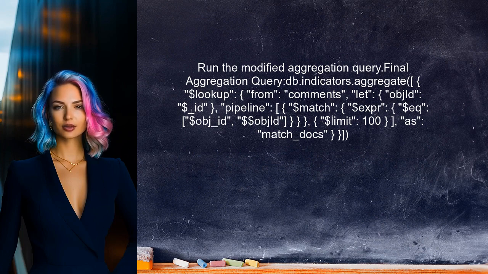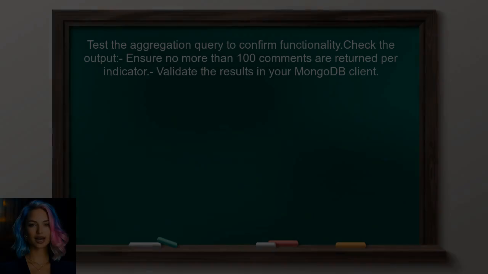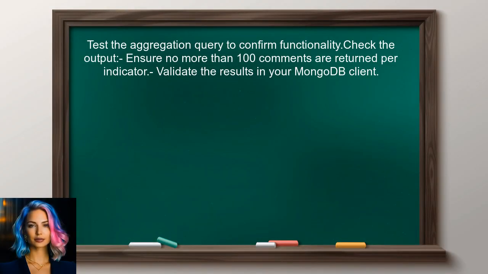This will now return the indicators along with a maximum of 100 comments for each indicator. Finally, the user should test the aggregation query to confirm that it works as expected. They can check the output to ensure that no more than 100 comments are returned for each indicator.